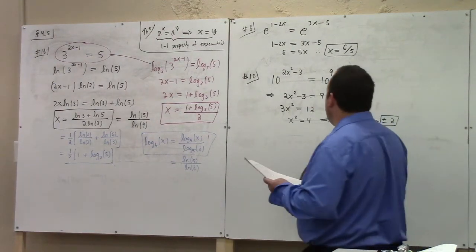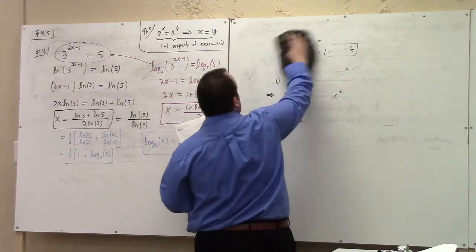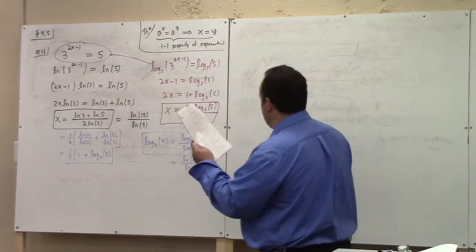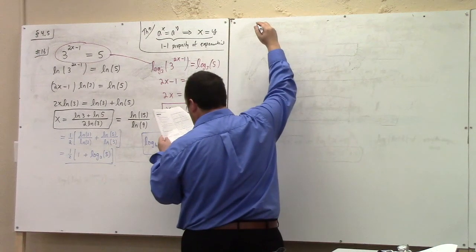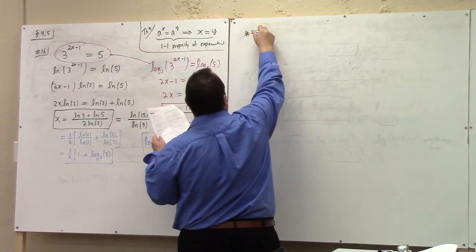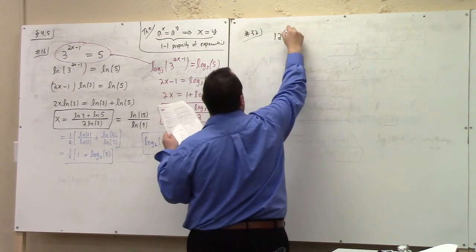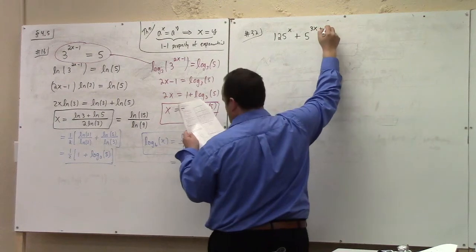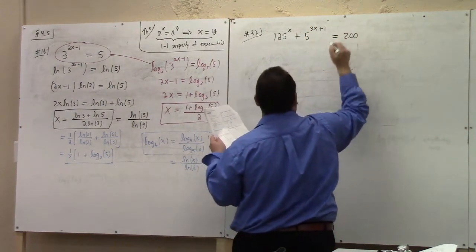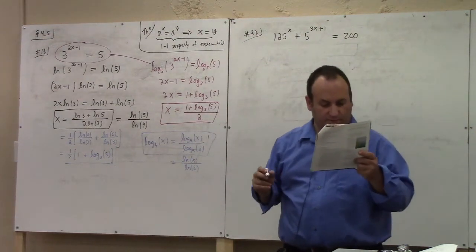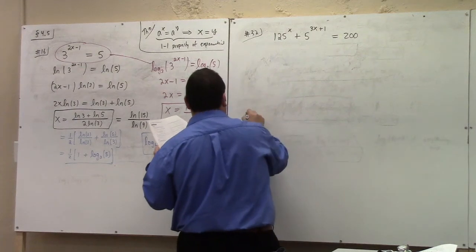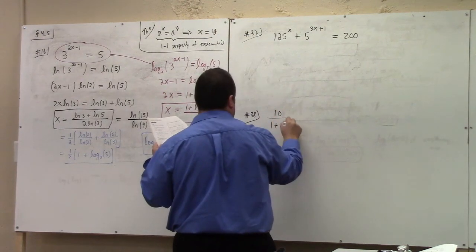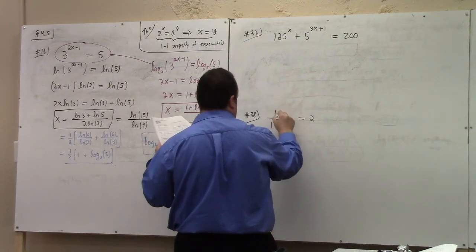Let's work another. Number 32. Here we've got 125 to the x power plus 5 to the 3x plus 1 equal to 200. Interesting. Number 38 is 10 over 1 plus e to the minus x equals 2. So we'll also work that one.